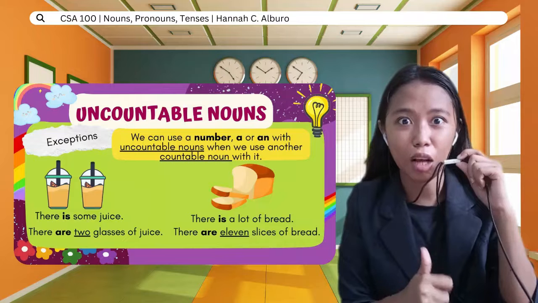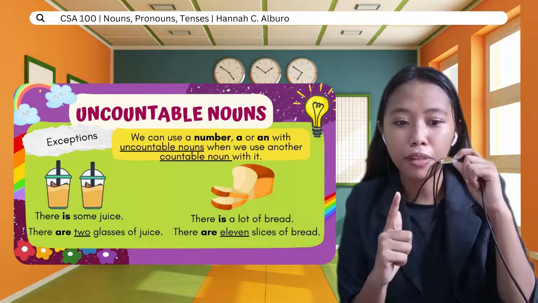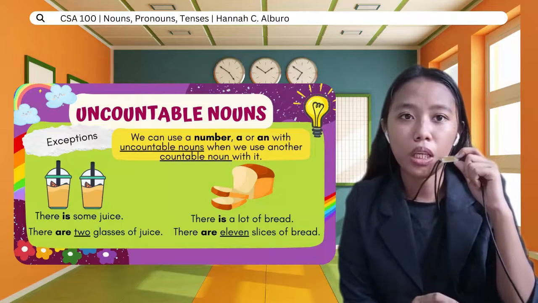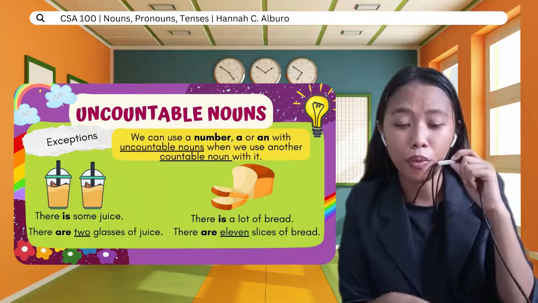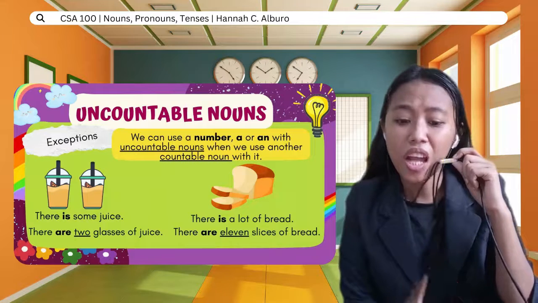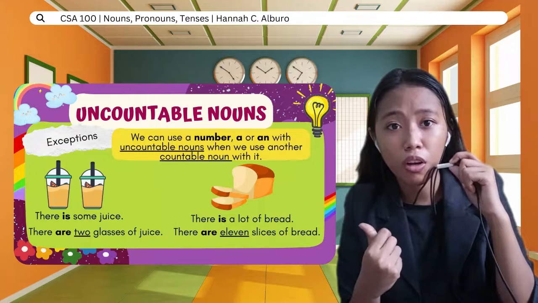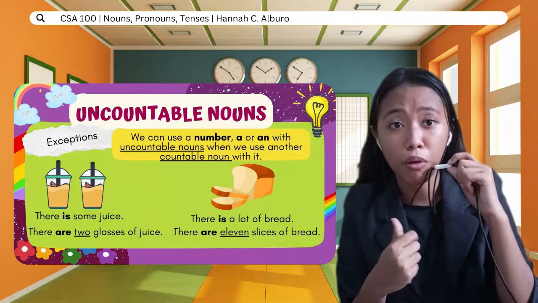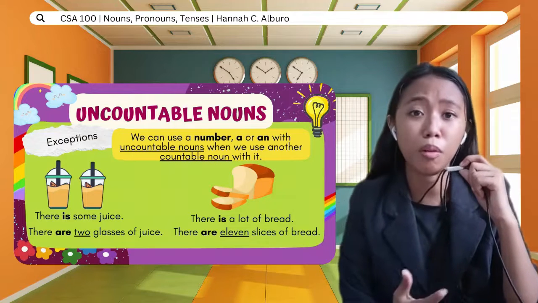Yes, it is an uncountable. Therefore, since we only have the uncountable noun juice in the sentence, of course, we use the partitive noun some, no? There is some juice. And also the word juice, 'di ba? Going back to what I've said earlier, uncountable nouns usually do not have plural forms. And does the word juice have a plural form? Of course not, 'di ba?